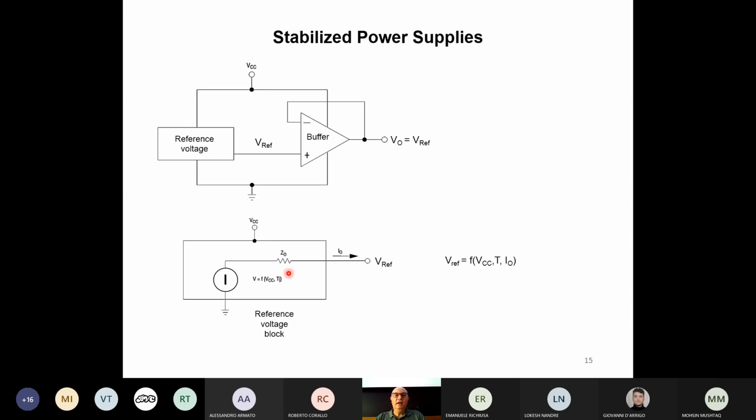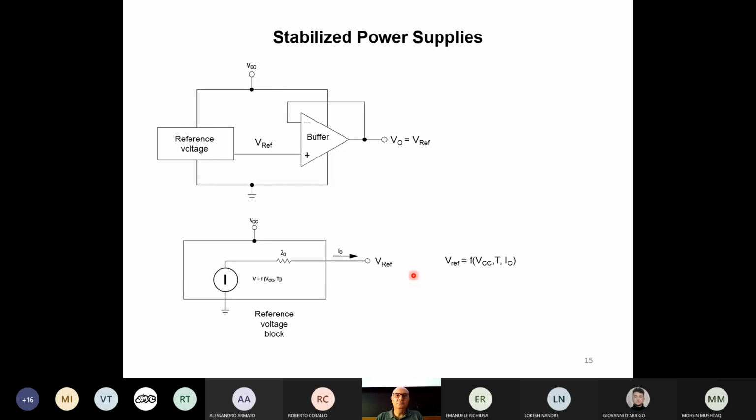As I told you, usually I am able to make a very stable system, but these are real voltage generators, so they come with an output resistance here. So in total, this reference voltage block has a dependence on VCC, the temperature, and the current coming out. Because if there is some current coming out, we have a voltage drop across the output resistance, and so again a variation of the voltage reference.